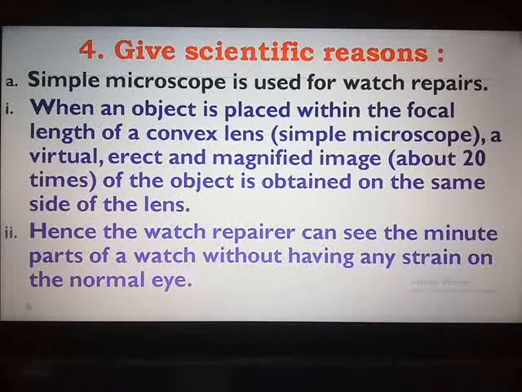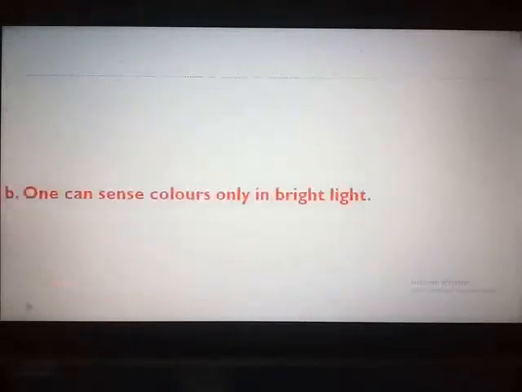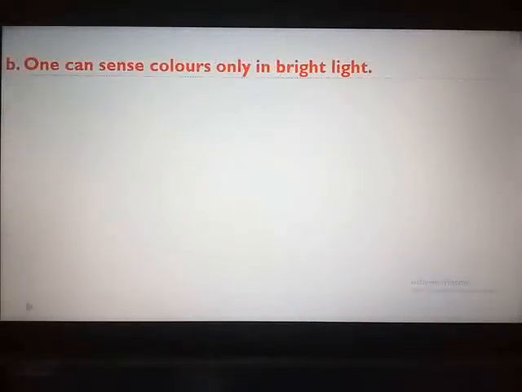Now our next give reason is question number 4b. Just now we have studied the topic. One can sense colors only in bright light. Refer page number 91. The last paragraph, which is the last paragraph to end with the chapter in your textbook.